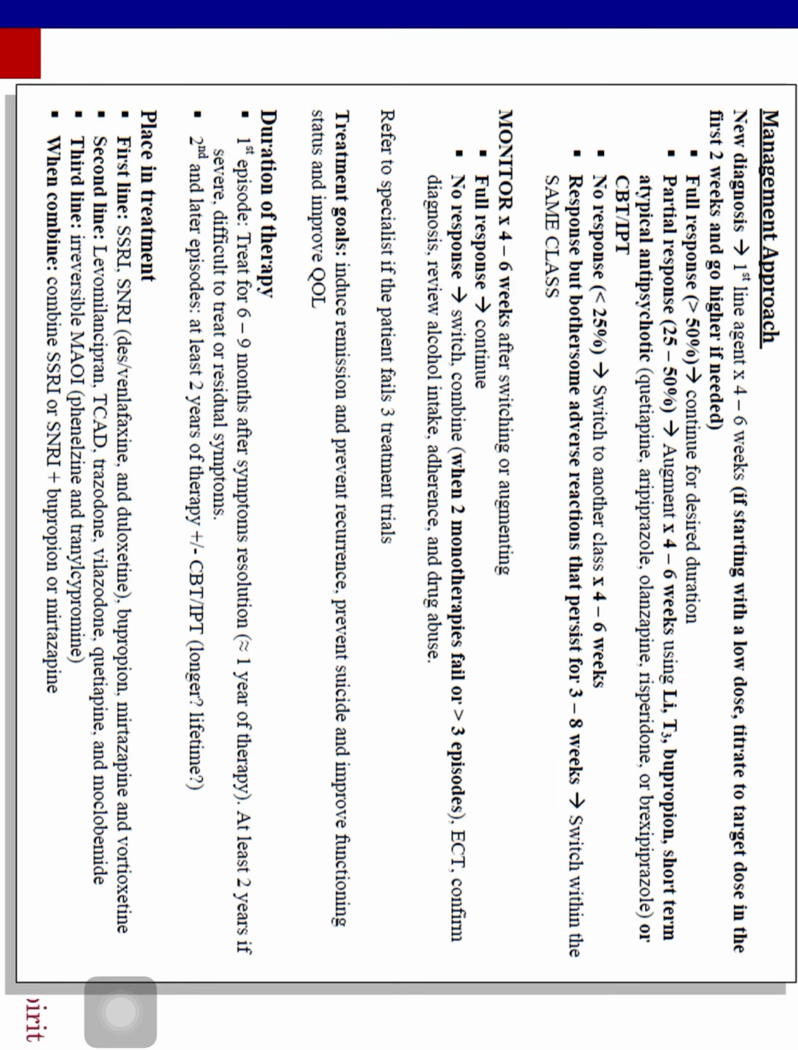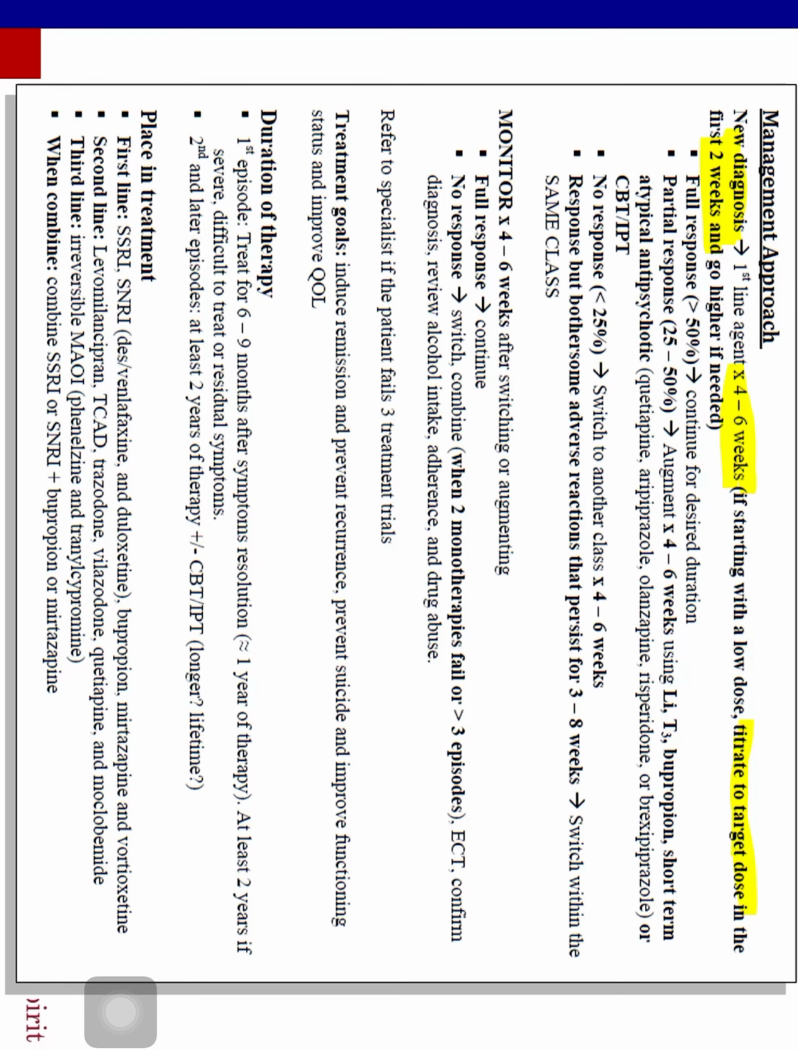Now we'll talk about the management approach for depression, and this slide summarizes the treatment approach according to the Canadian guidelines. So when a patient is newly diagnosed with depression, we start with a first line agent, and this goes for 4 to 6 weeks. And if we are starting with a low dose to reduce the adverse reactions, we need to titrate to the target dose in the first 2 weeks, and we may even need to go higher if needed.